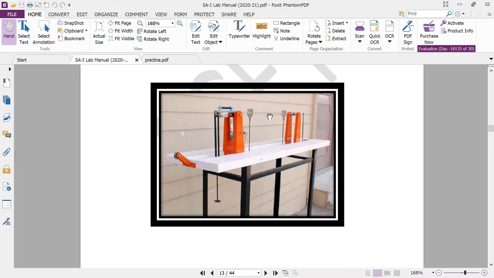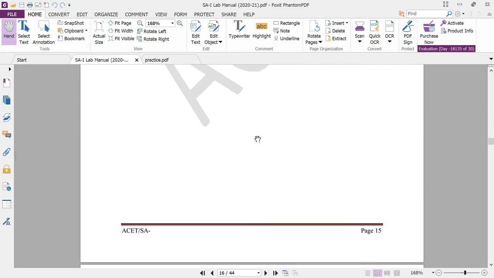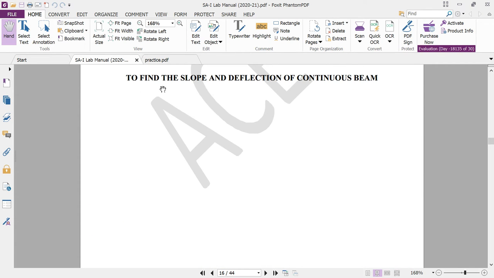So this procedure is very simple. Let us see how to perform this practical in the laboratory. This particular apparatus is used to calculate the slope and deflection of a continuous beam. Let us see the procedure first. This is our aim, to find the slope and deflection of a continuous beam.